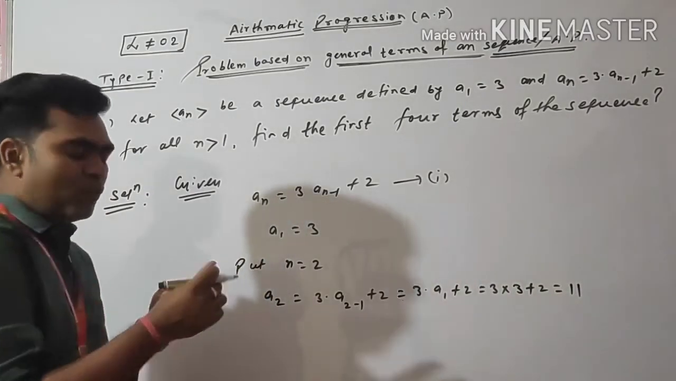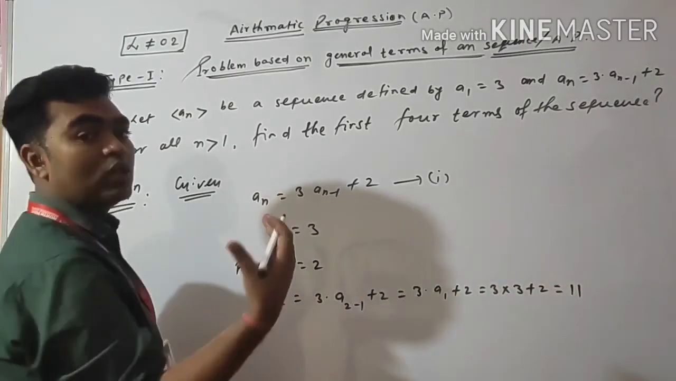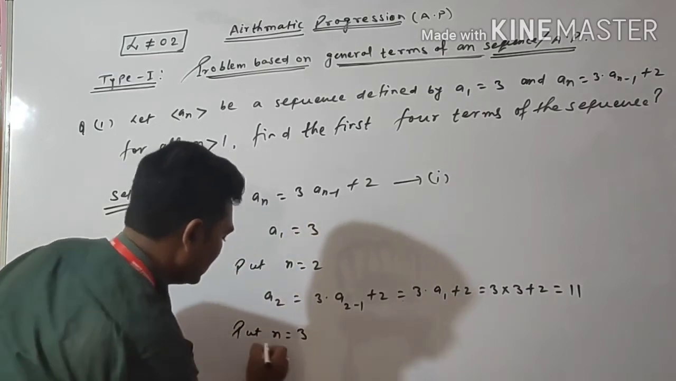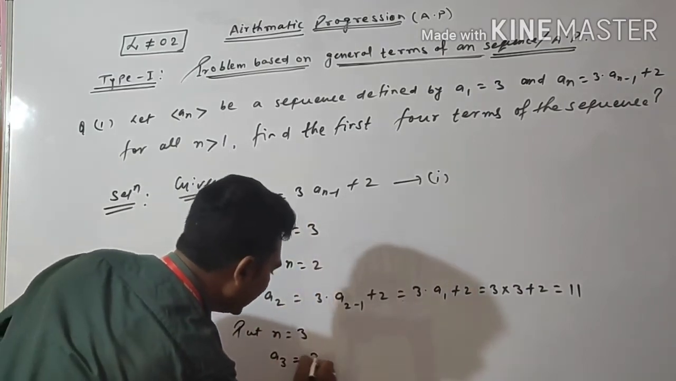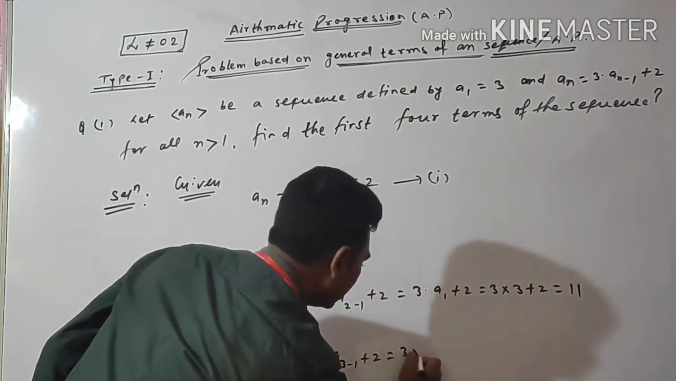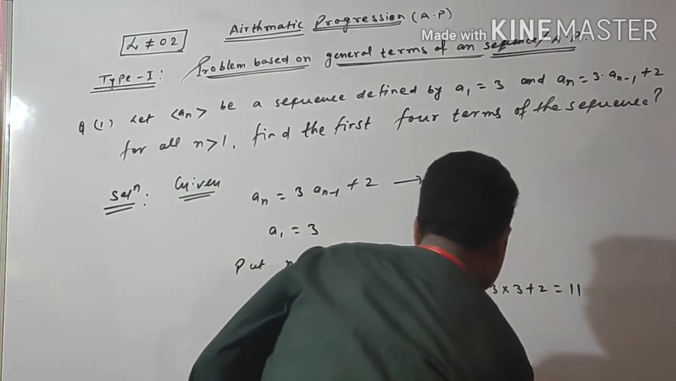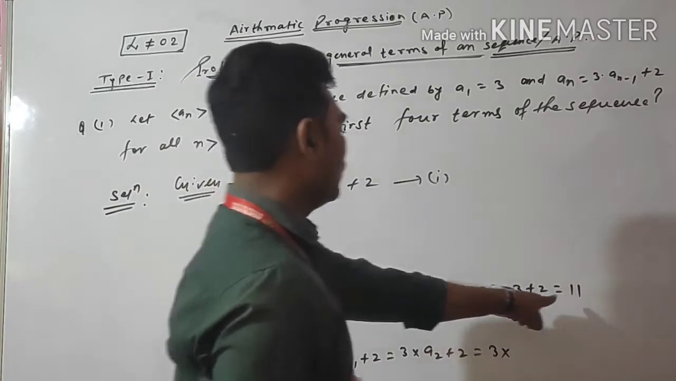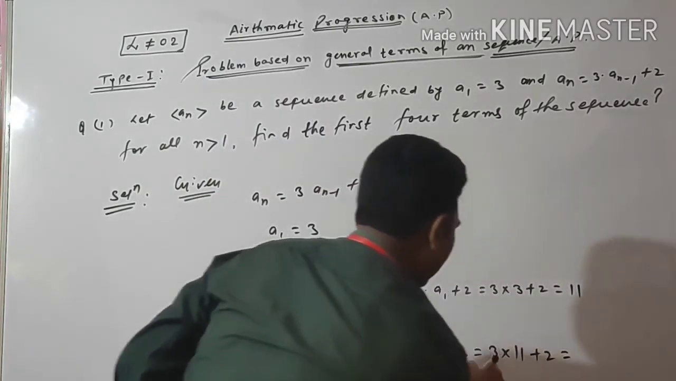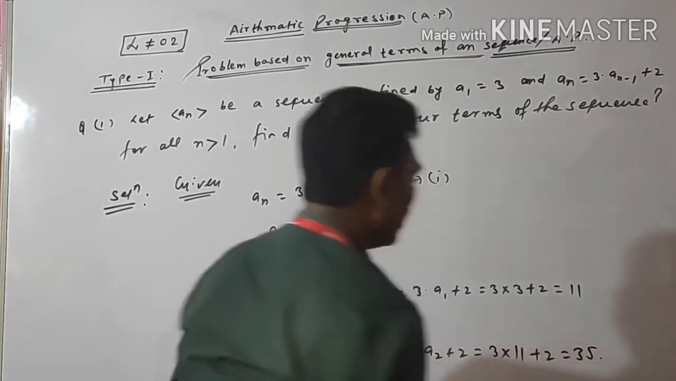Now we find a3. Then we put n equal to 3. a3 equals 3 times a3 minus 1 plus 2, which equals 3 into a2 plus 2. a2 is 11, as we found out. 11 into 3 is 33, and 33 plus 2 is 35. Got it?